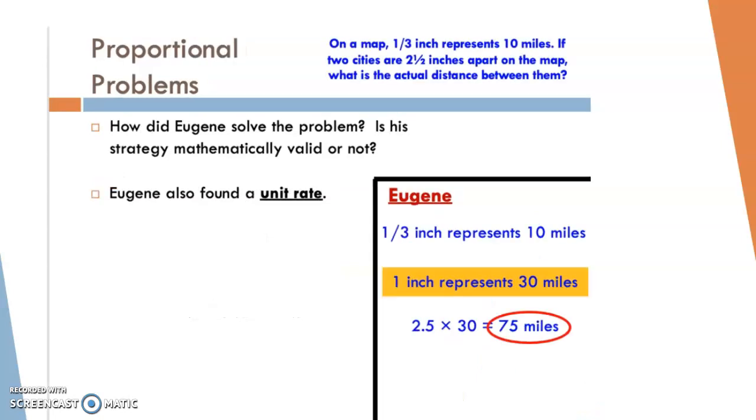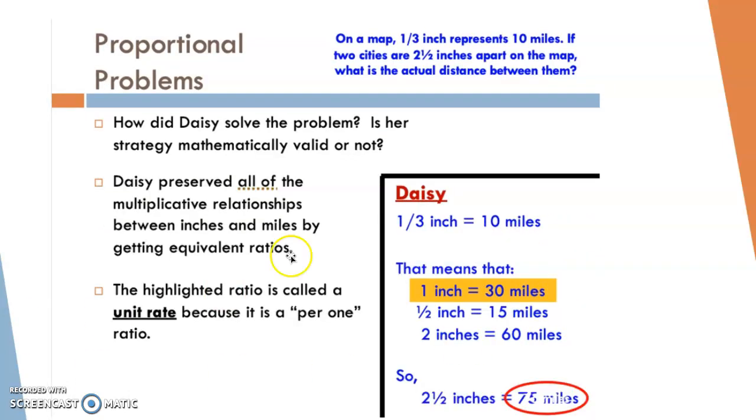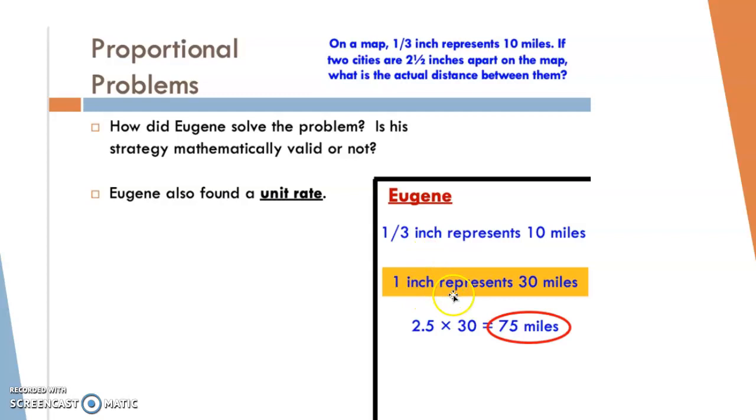Okay, Eugene also found the unit rate. 1/3 represents 10 miles. 1 inch represents 30. So he did some mental math. Not really, but he jumped, right? Whereas before, Daisy really detailed it out, right? Eugene just jumped and says, okay, 1 inch represents 30 miles, and I need to find out how much 2.5 inches are. Then he jumped down. 2.5 times 30 equals 75. This is also correct.